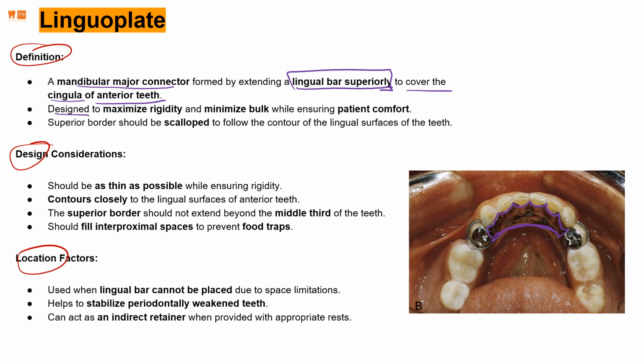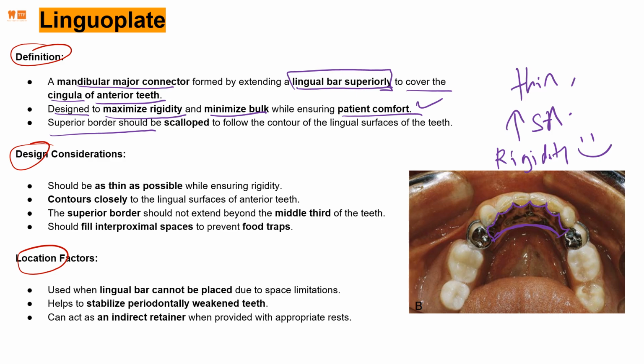The design is for maximal rigidity and minimum bulk, right? We need to reduce the bulk, but we need to increase the rigidity. So what are we going to do? In order to increase patient comfort, we're going to thin it out, but we're going to increase the surface area coverage. This will take care of the rigidity, but it will reduce the bulk, right? And that gives you patient comfort.